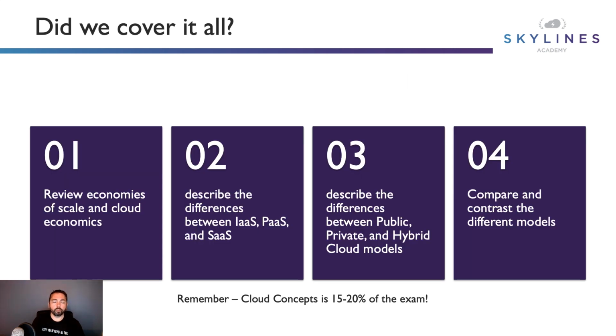With that though, did we cover it all? Well, one, we've covered the whole section of reviewing the economies of scale and cloud economics. So I think we can call that a check. Hopefully if you came to the episode previously, this will resonate with you and just solidify that knowledge. We've described the differences between IaaS, PaaS, and SaaS. We've described the differences between public, private, and hybrid cloud models, and we've contrasted those different models across everything there.